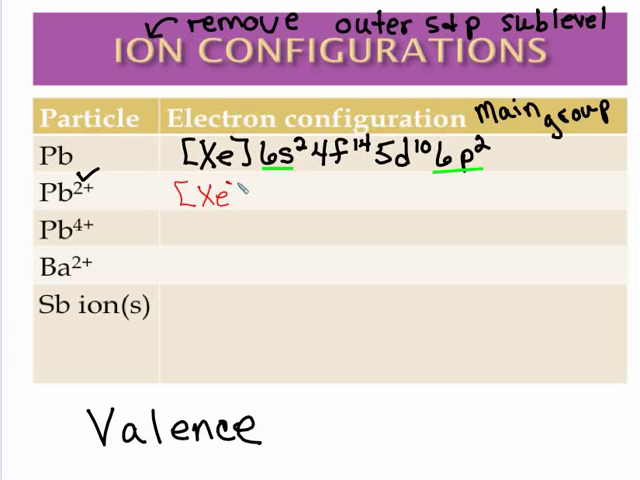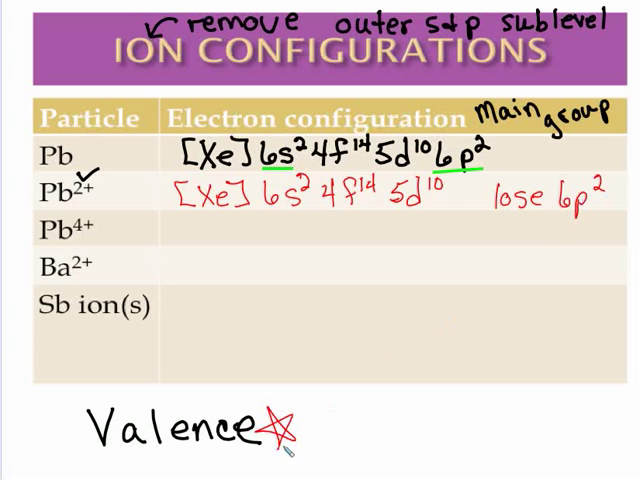So we would end up with xenon 6s2 4f14 5d10. We would lose those 6p2 electrons. Okay? We always lose our valence electrons. The others are called core electrons, and we're not going to be losing core electrons.